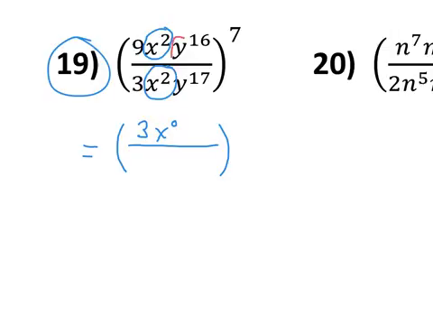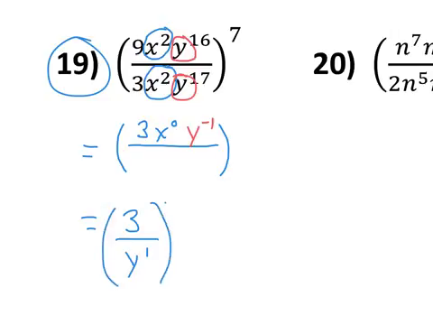Now look at the next one. We have y and a y, so we do 16 minus 7, and that becomes y to the negative 1. Two things to do moving to our final answer. The 3 stays there. X to the 0 is 1, so we'll just remove it. And then y to the negative 1 needs to drop to the denominator and become positive 1. So 3 divided by y to the 1. And then the last thing, we need to distribute this 7. So our final answer is 3 to the 7th divided by, 7 times 1 is, y to the 7th.